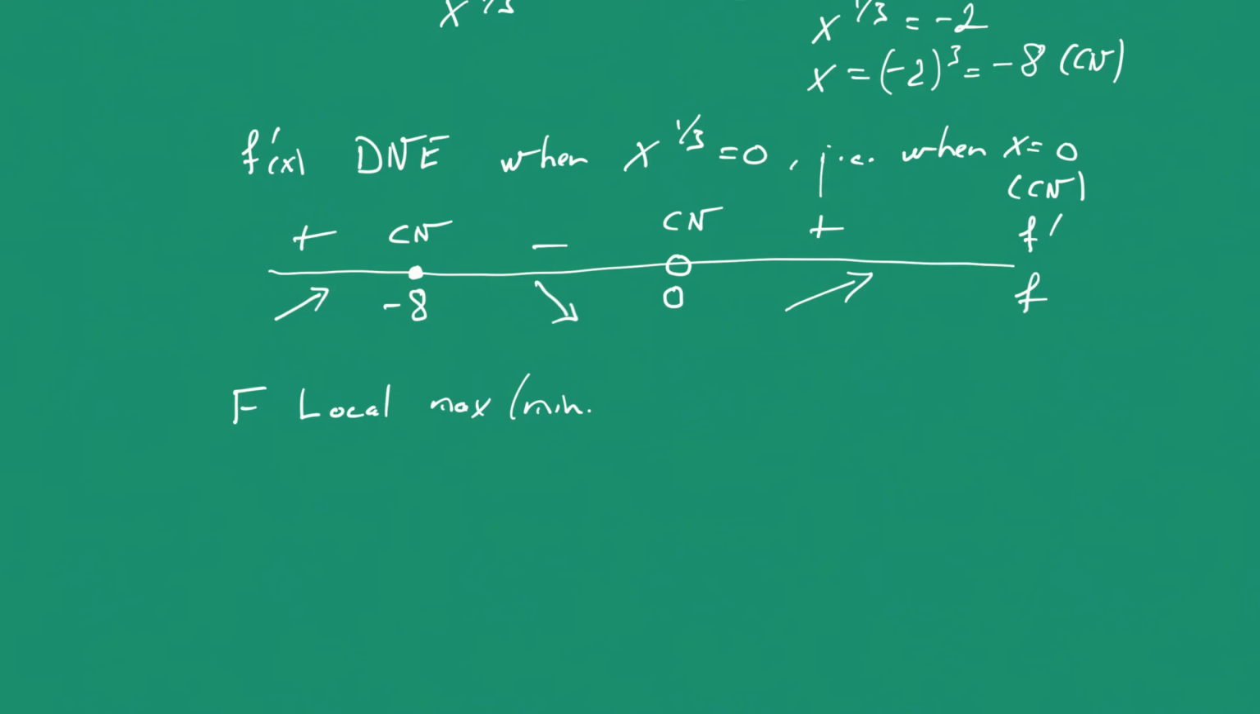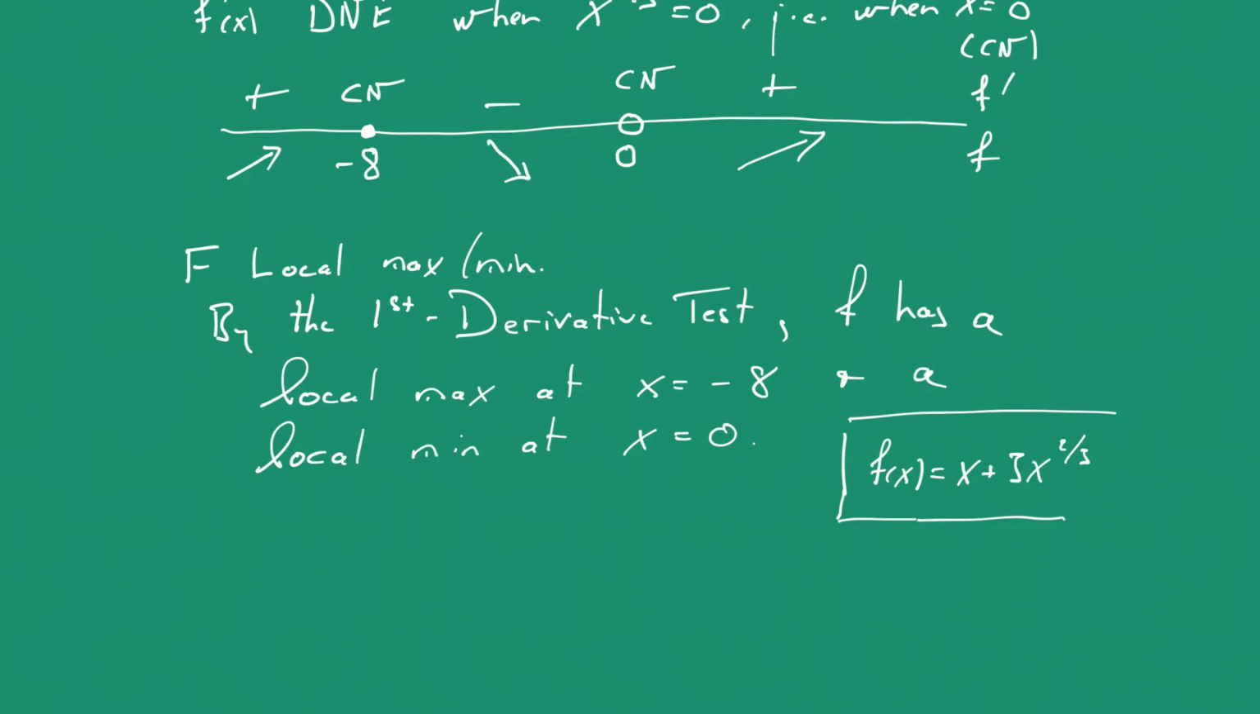All right, well, from the first derivative test, we can see that because we increase towards -8 and then decrease beyond -8, we're going to have a local max at -8. And because we decrease towards 0 and then increase beyond 0, we're going to have a local min at 0. So let's just write that down.